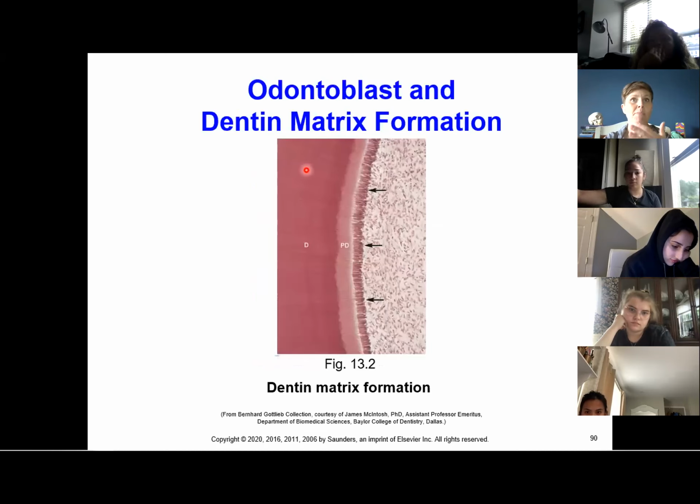So you can see here, your dentin is here. Let me make sure, where's this picture in the 13.2? Oh, figure 13.2, not even the chapter we're on, but it's a good picture. Okay, yeah, I just wanted to make sure. Makes sense, but here is your predentin here. Here is your dentin here. And then your little arrows are pointing towards the odontoblasts. So these are your odontoblasts.